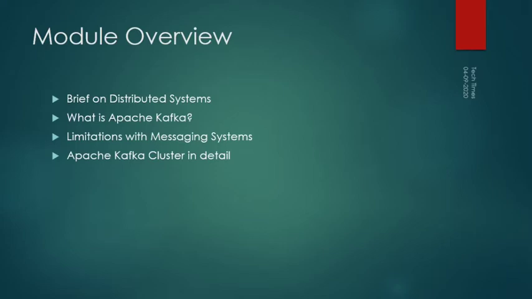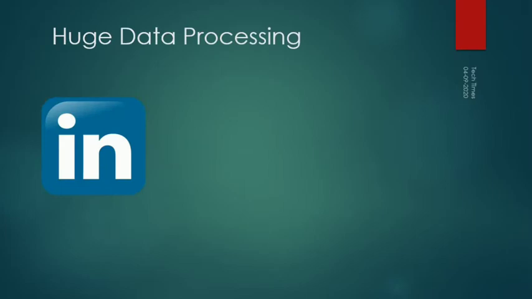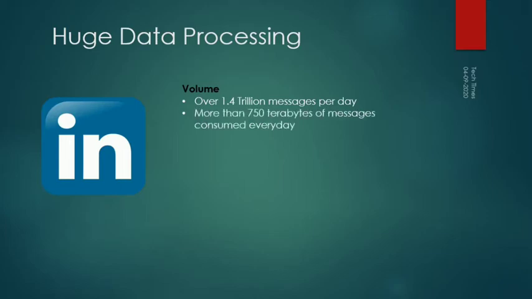So let's understand why there was a need for a distributed messaging system. Way back in 2009, LinkedIn was facing a lot of issues while processing messages at the speed they were arriving, causing latency in data. We have some examples of the actual data volume LinkedIn was dealing with. With respect to volume, LinkedIn was dealing with 1.4 trillion messages every day. More than 750 terabytes of messages were consumed and 500 million users were using it on a daily basis.